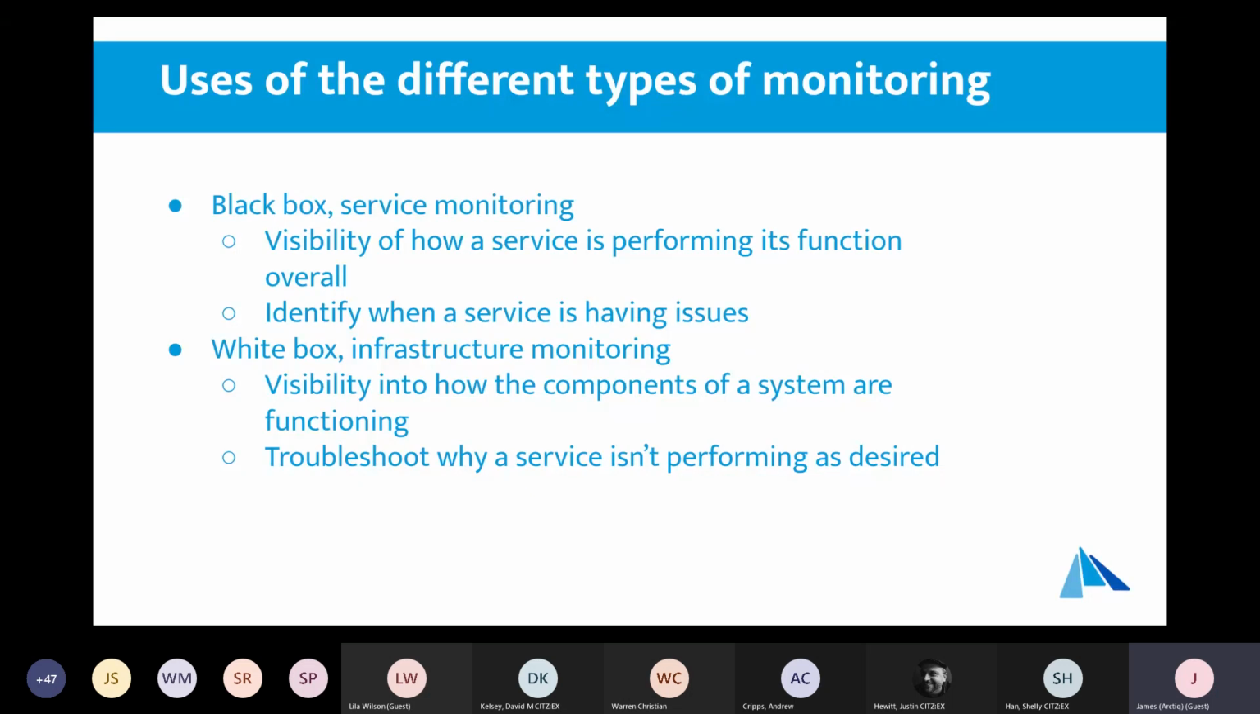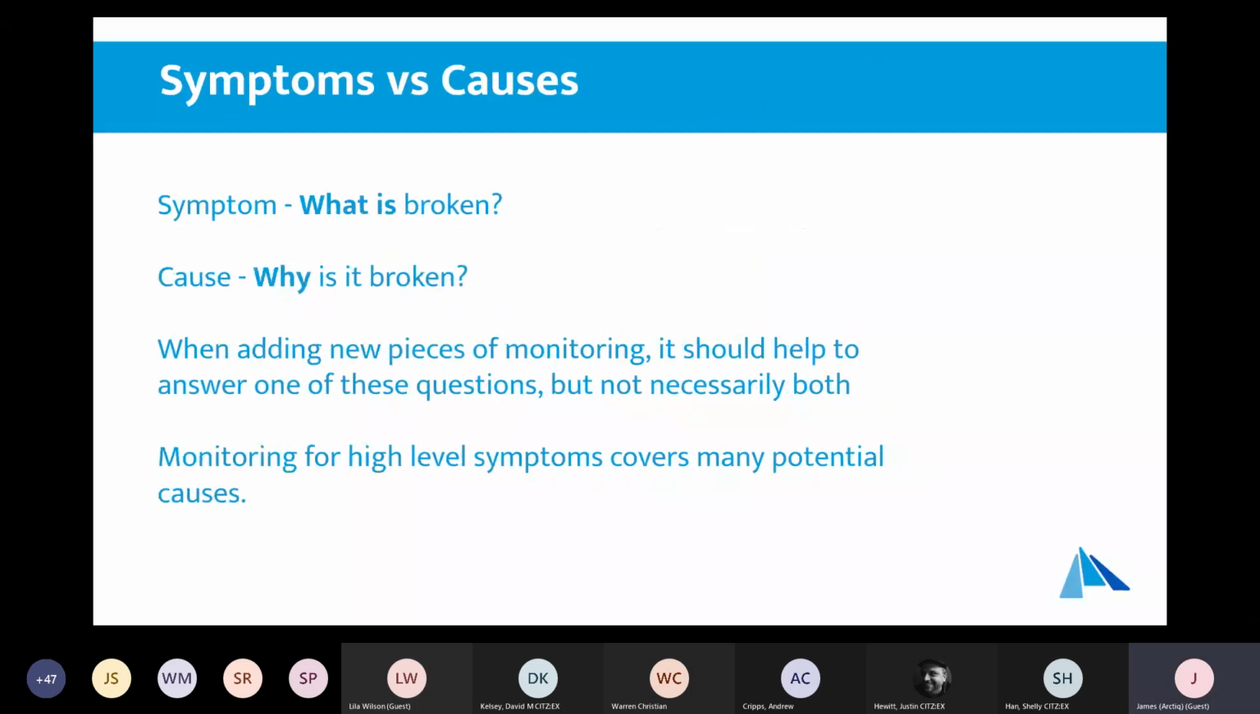White box monitoring, the infrastructure monitoring, is telling you how the components of a system are functioning. And that type of monitoring is helpful for figuring out why the service isn't performing as desired. So more on that, we can look at things from symptoms and causes. A symptom of an issue is what is being broken. So a symptom could be that users have very high response times to the service. The cause would be, well, why are they having very high response time? A possible cause could be there's high CPU on the worker pods. We're not able to handle the volume of load hitting them, and that's why we have high response time.